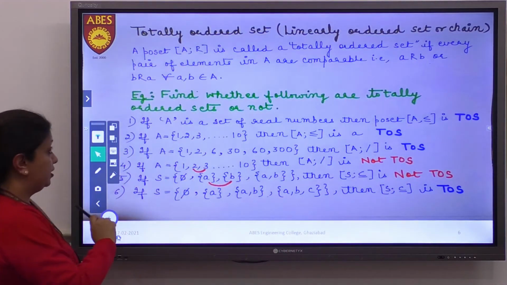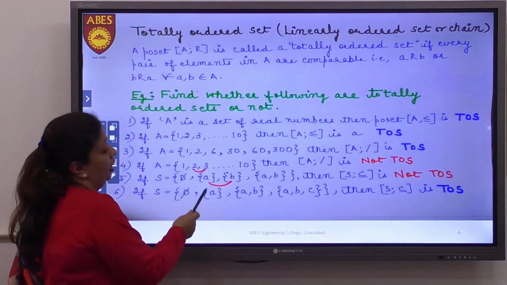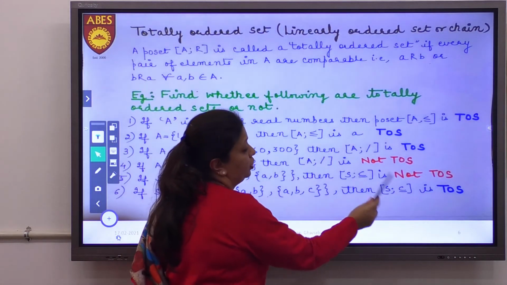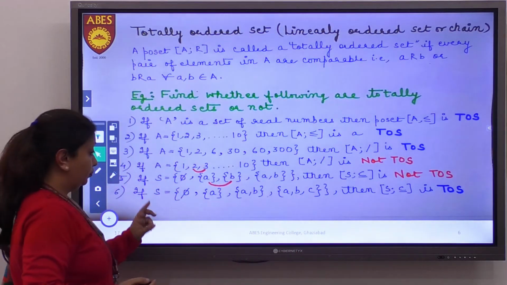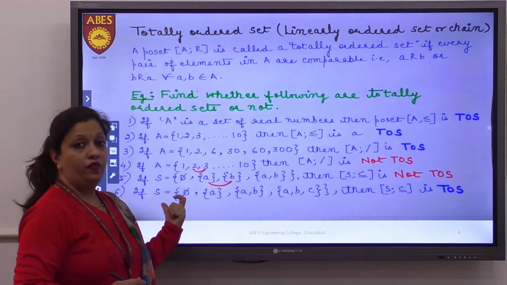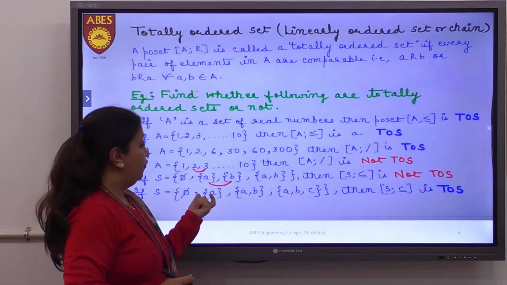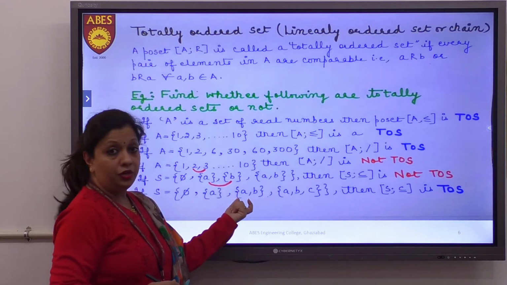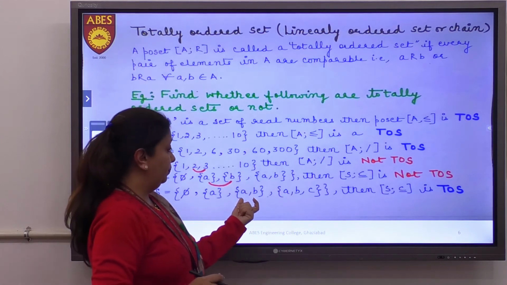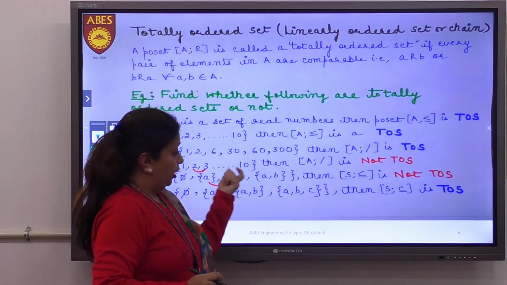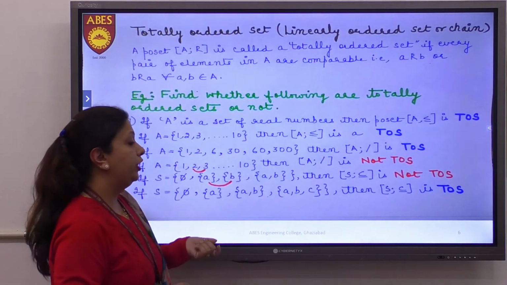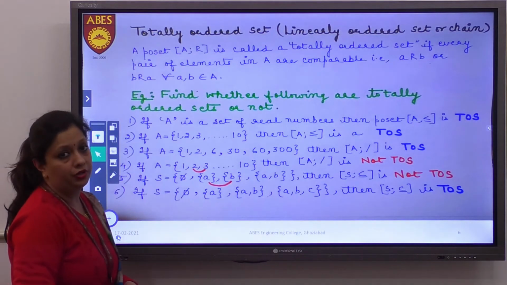Now let's take the last example for this. S contains phi, {a}, {a, b}, {a, b, c}, and we again use the same relation, that is subset. Here phi is a subset of every set, so phi is comparable with any of the elements. {a} is again a subset of {a, b} and a subset of {a, b, c}. If I take {a, b}, I can again say that {a, b} is comparable with {a, b, c} as well as with all the other elements. So it is a totally ordered set.